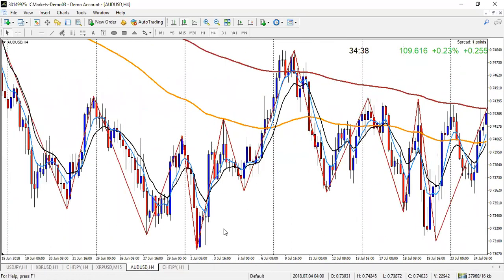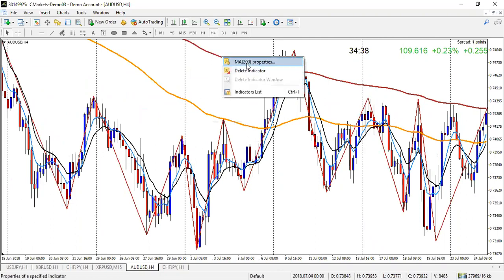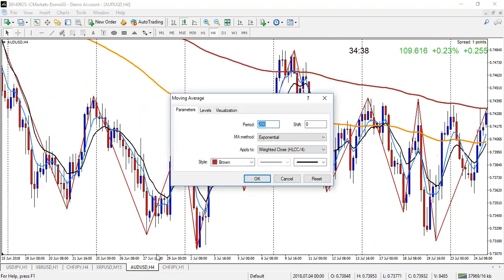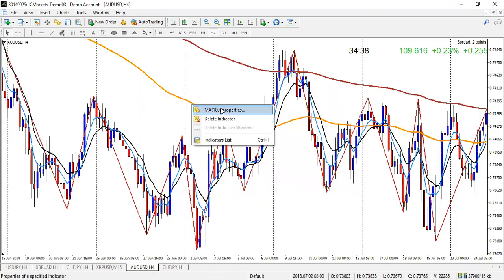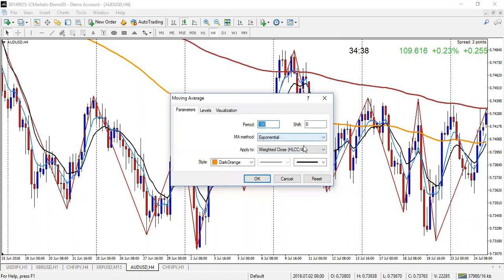what the trend is? What I do is use the moving averages, the EMA 200 and the EMA 100, to identify the trends. My settings, I'm going to show you right now. For EMA 200, I'm using the exponential and I apply it to the weighted close. For my 100, it's the same thing, exponential and the weighted close.